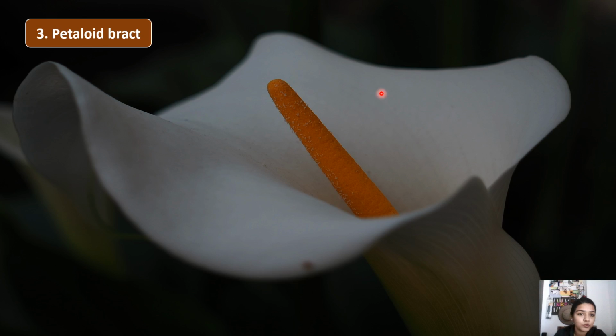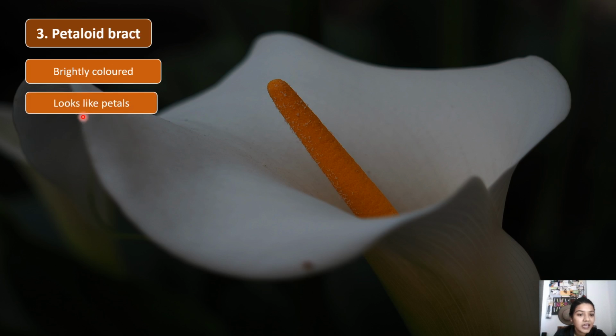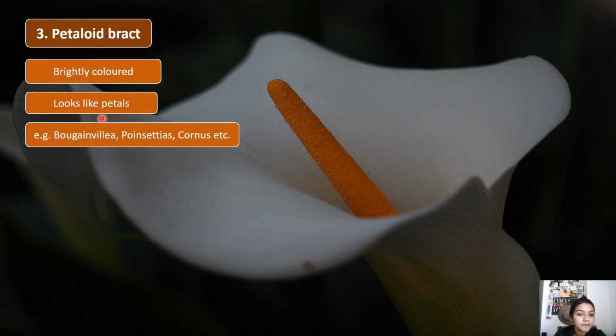So now we move towards the third type of bract, that is the petaloid bract, right? As the name suggests, we can very easily say that petaloid bracts are bracts that look like petals, right? And therefore these are brightly colored. We know that the purpose of petals is to attract the insects, and here the bracts are brightly colored like petals. They look like petals, right? And therefore these are called petaloid bracts.